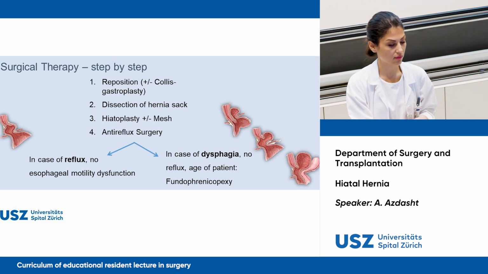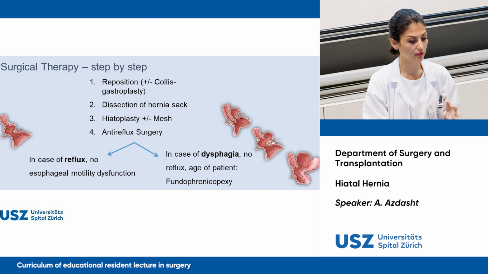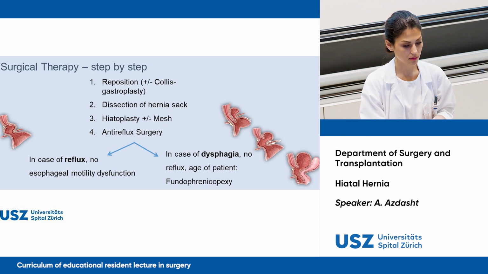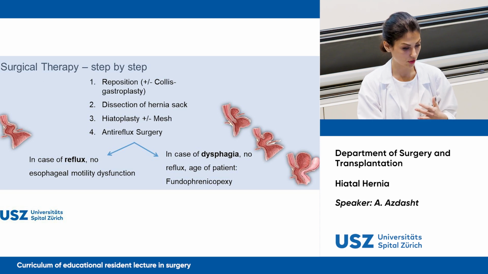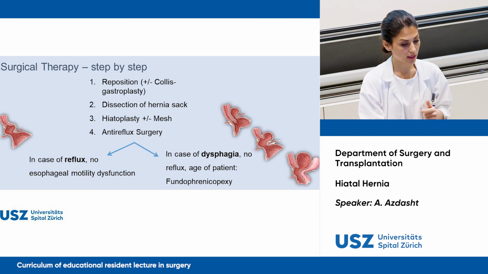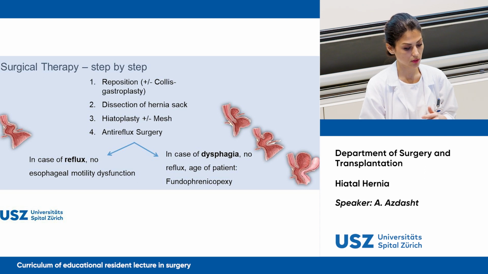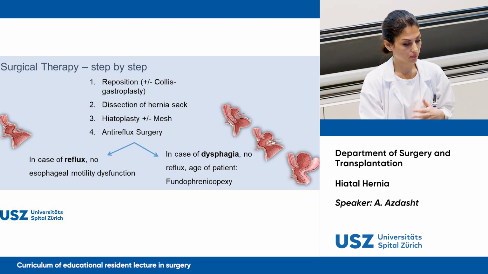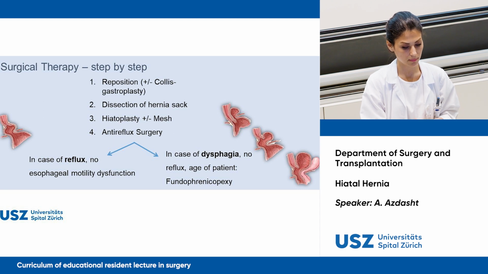So what are the steps of the surgical therapy? First of all, we have to do a reposition. And if needed, if the esophagus is too short, we do the collisplasty to elongate the esophagus. Then we do a dissection of the hernia sac to prevent any recurrence. We do the hiatoplasty with or without mesh, and an anti-reflux surgery in case of reflux, of course, and no esophageal motility dysfunction. Whereas in patients who have dysphagia, no reflux, and if they're rather older patients, we do a fundophrenicopexy.